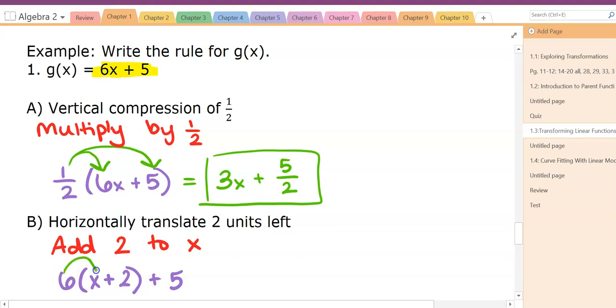Then I take 6 and I distribute. So I have 6x plus 12. And then still plus 5. So the last thing that we should do for this one is combine the 12 and the 5 together. So the final answer is going to say 6x plus 17.